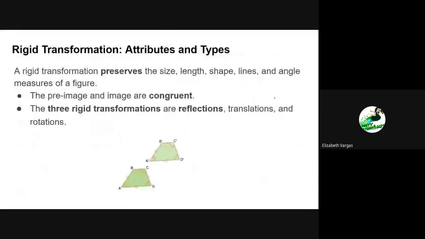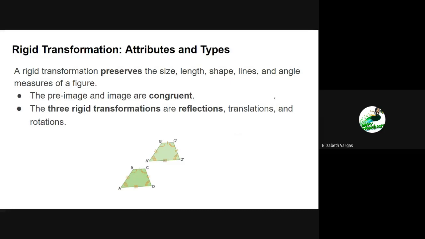Okay, reflections. Before we get into reflections, I want to go over a rigid transformation. A rigid transformation is a type of transformation that preserves the size, length, shape, lines, and angle measures of a figure. So basically nothing really changes as far as the shape and how big or how small it is. The side lengths don't increase or decrease, the angle measures don't increase or decrease, they just remain the same. That being said, we can say that the pre-image and image are congruent.